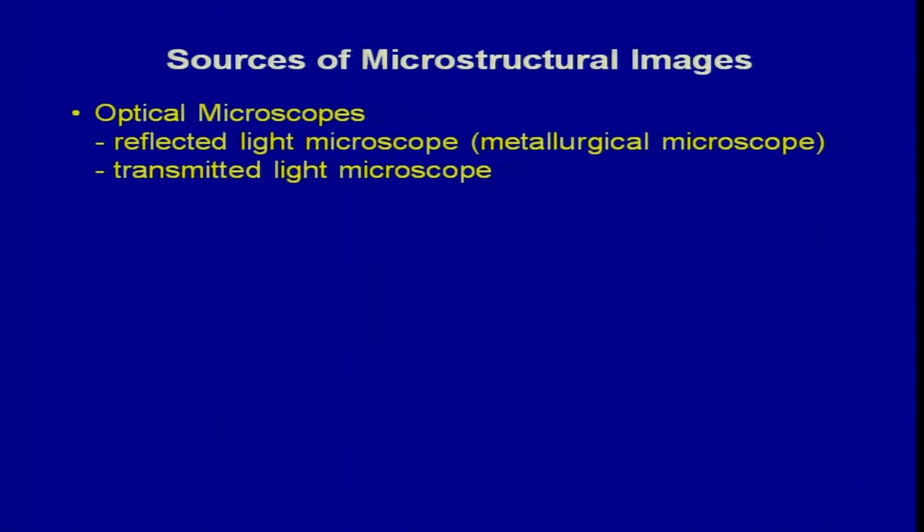Now, before I go into the actual tools, let us look at some microstructural images that we obtain from optical microscopes, which could be a reflected light microscope, popularly called the metallurgical microscope, or a transmitted light microscope. But for our metallurgist and material science applications, normally it is a reflected light microscope that we are interested in, because a transmitted light microscope can only be used in those materials which are transparent to light. So, this is one way we would get our microstructural images.